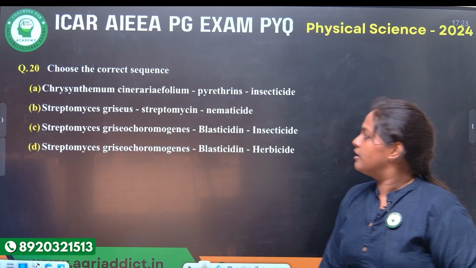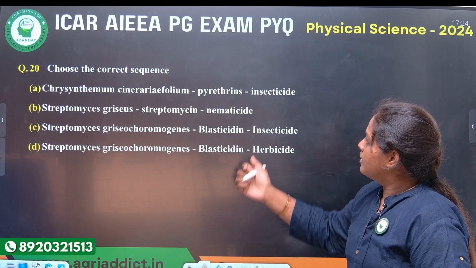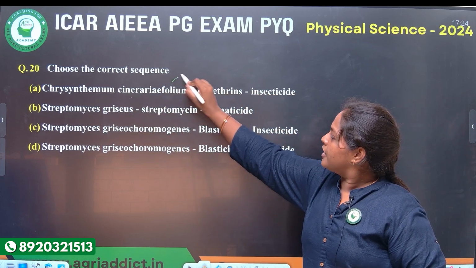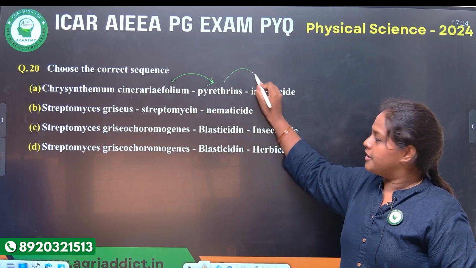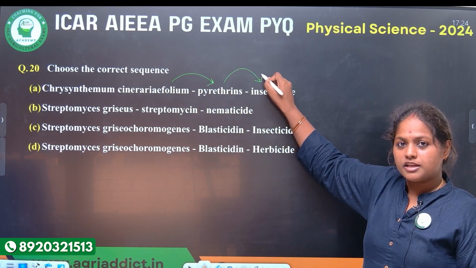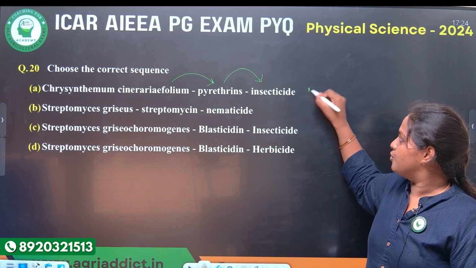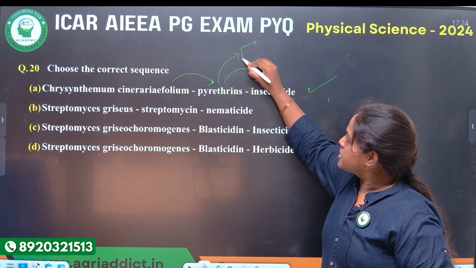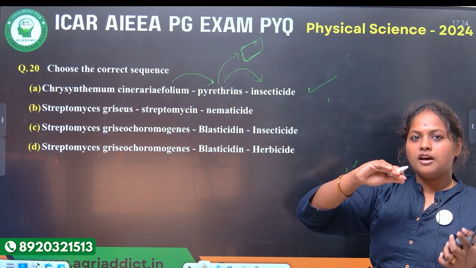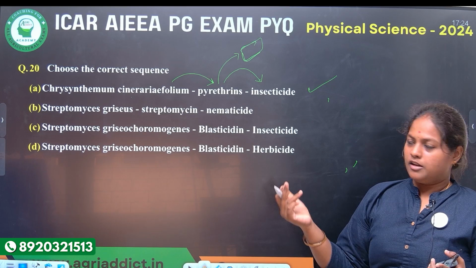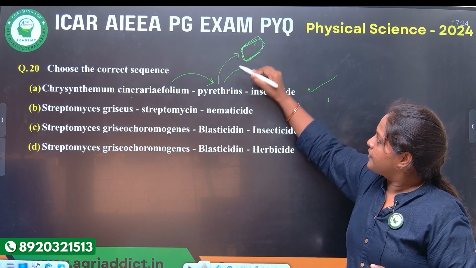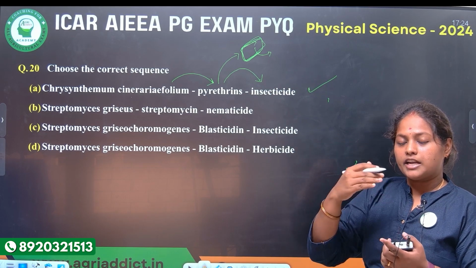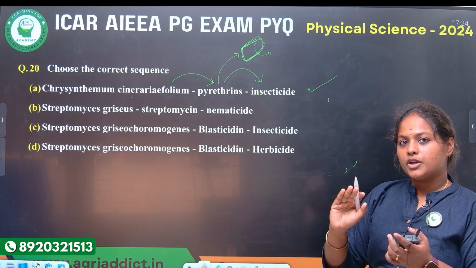Next, question number 20. Again the sequence. Chrysanthemum cinerarifolium, the plant, is related to pyrethroids, and pyrethroids are related to which group of agricultural chemicals? Insecticide. It is true. Again, please comment down the type of insecticide that is developed seeing the activity of pyrethroids which are naturally available. Comment down in the comment section what is the type of insecticide or name which is developed seeing the activity of pyrethroids, acting as a mimic to that.